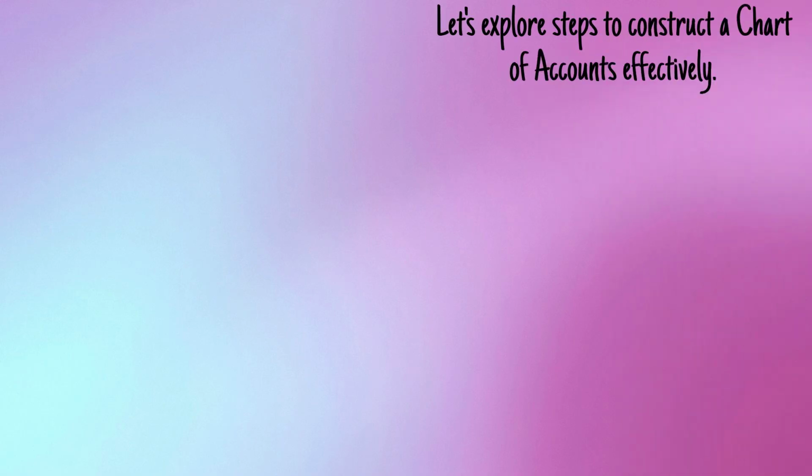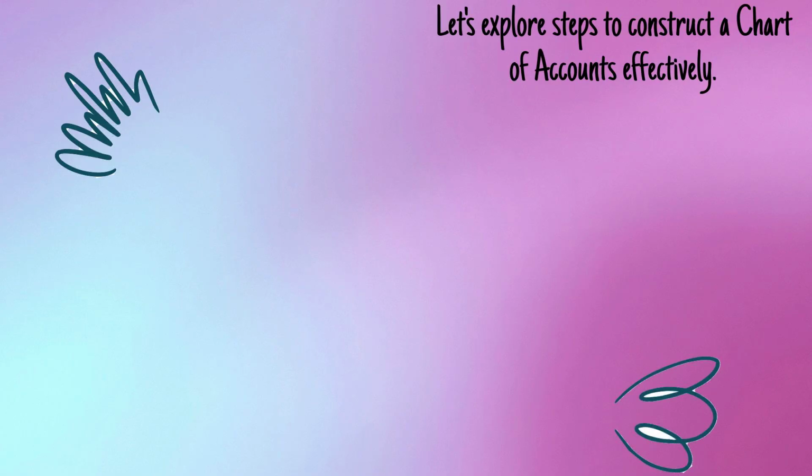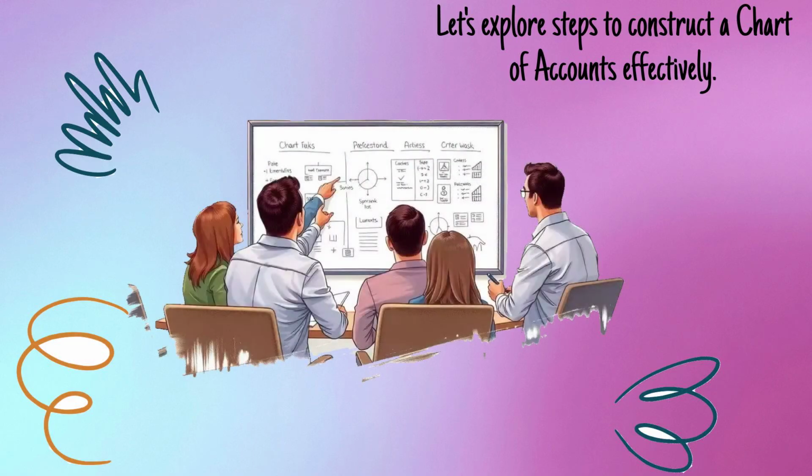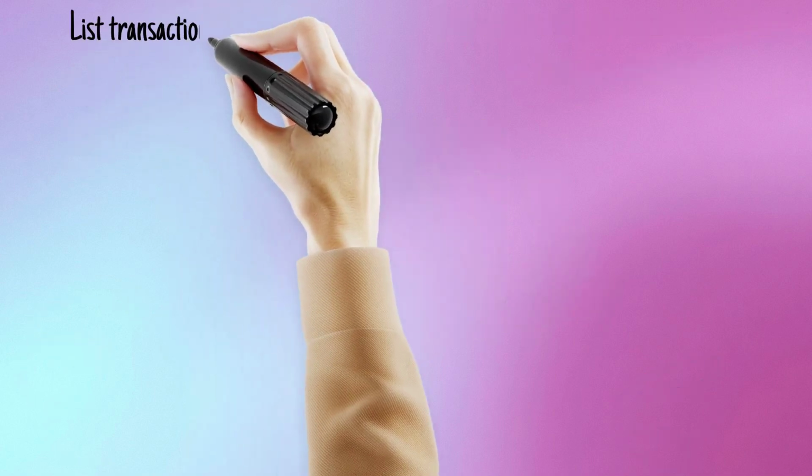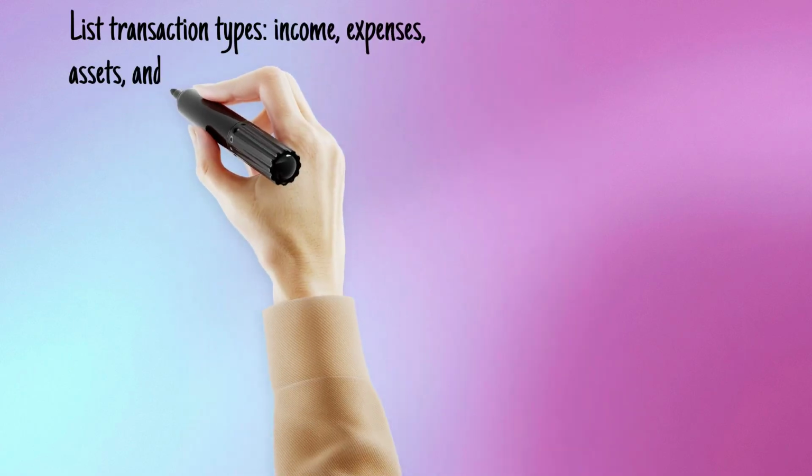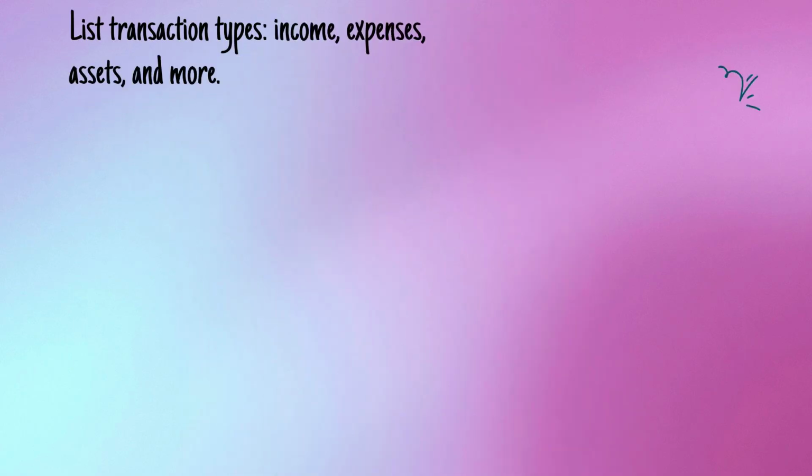Firstly, understand your business's operations. This involves identifying the core activities that your business undertakes. Knowing this will help you categorize your financial data appropriately. Start by listing the types of transactions you'll regularly encounter, such as income, expenses, assets, liabilities, and equity.